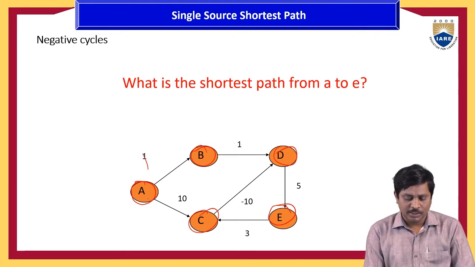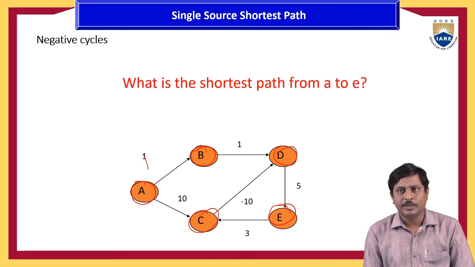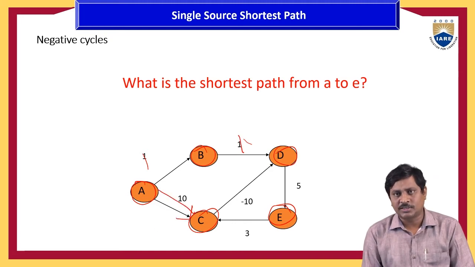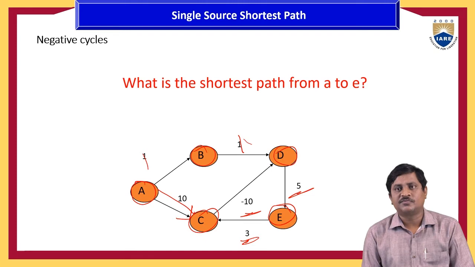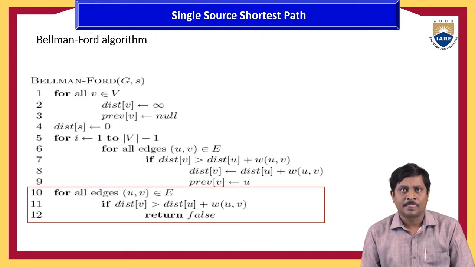So now here, A to B edge cost value is 1, B to D edge cost value is 1. A to C edge cost value is 10, C to D edge cost value is minus 10, C to E edge cost value is 3, D to E edge cost value is 5. This edge cost value is also given here.